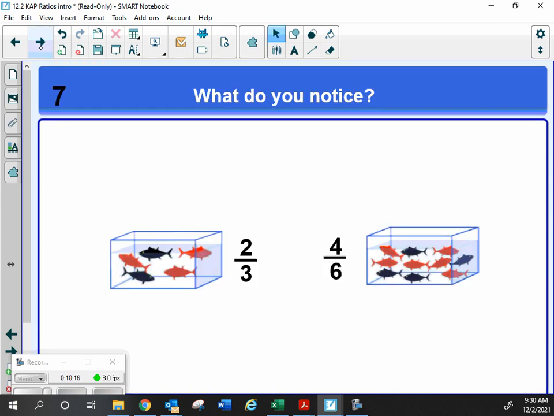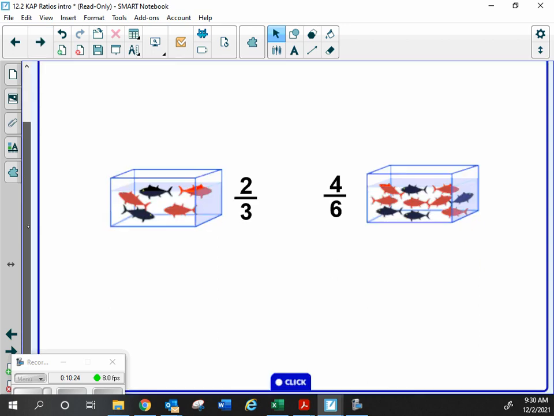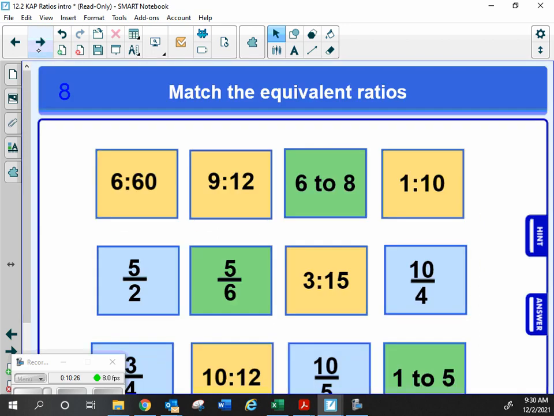So what do we notice? This slide is ahead of the game a little bit. What did you notice about those two? They're the same because we can simplify. Very good. So we're gonna match some equivalent ratios.